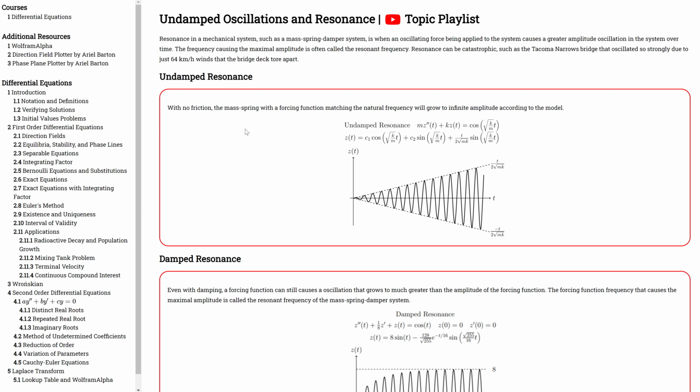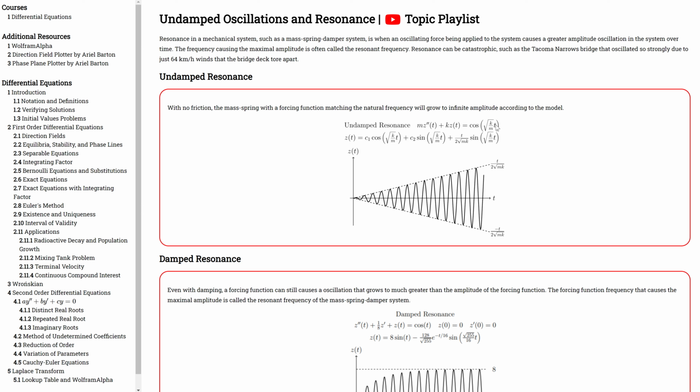So in the equation there's undamped resonance, meaning there's no friction at all. That's the kind of worst case. Real life has friction. But with no friction, the mass spring system with a forcing function matching the natural frequency will grow to infinite amplitude, at least according to the model here. So if you're undamped, then you have m z double prime, there's no gamma z prime, plus k z equals. So the natural frequency of this system will be the square root of k over m, so then the forcing function here is going to be cosine of square root of k over m t.